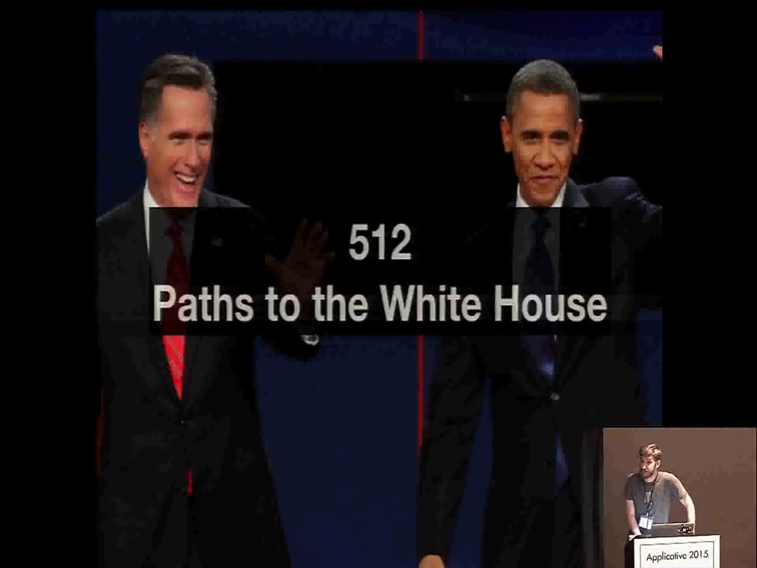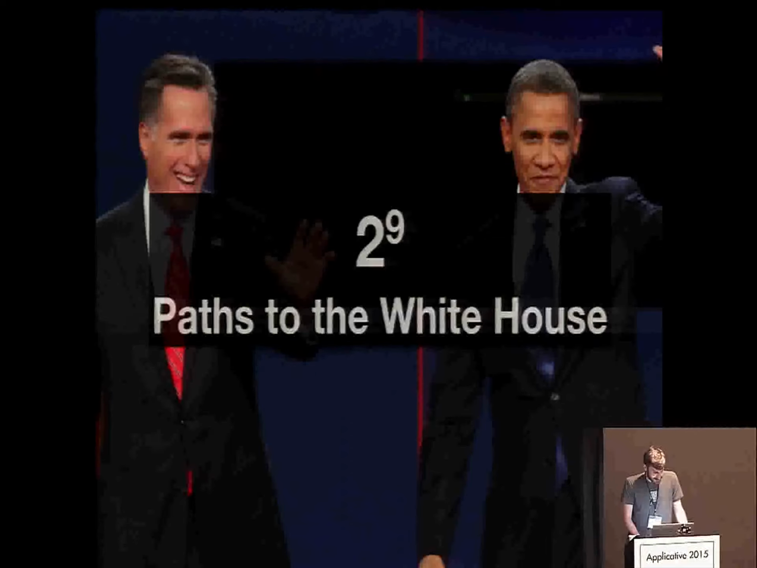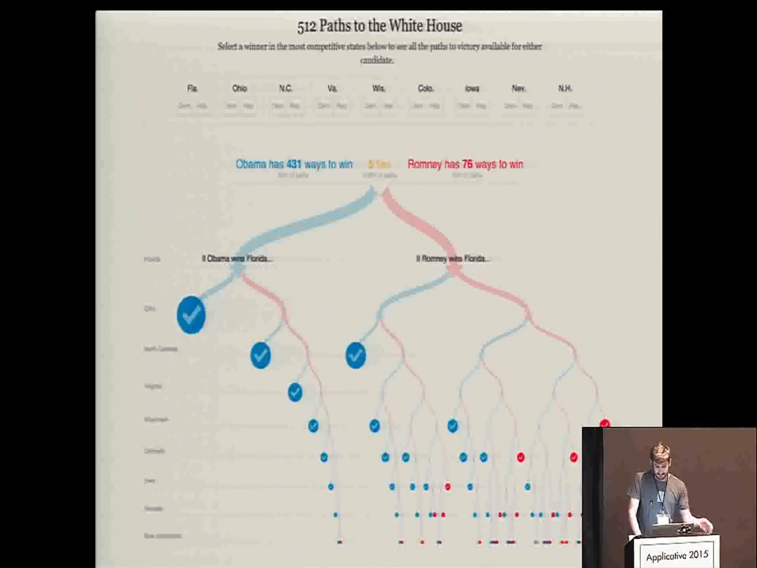512 is a suspicious-looking number to everyone in this room. It's a very, very round number. We know it's not really 512 paths to the White House. It's really 2 to the 9 paths to the White House. There's 2 likely ways a state would vote, Democrat or Republican, and there were 9 states in contention, 9 swing states. The New York Times decided to represent this data with a binary tree data visualization.